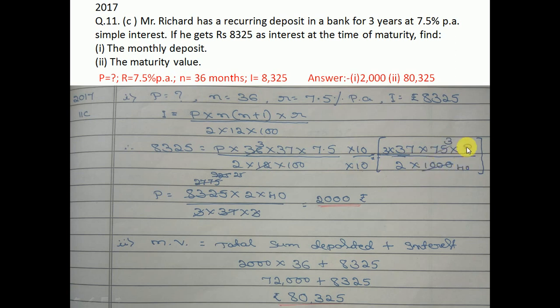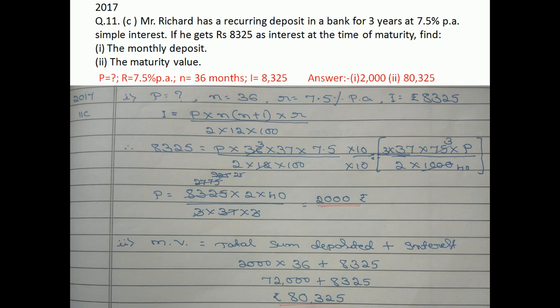Once again you simplify here. Then shift, keeping P on one side. This 40 into 2 will go up. This 3 into 37 into 3 will come down. And simplify once again, you get 2000 rupees. Very, very important type of question, because here P is missing. P is the subject of the formula. Hope it is clear. Revise once again if you want.